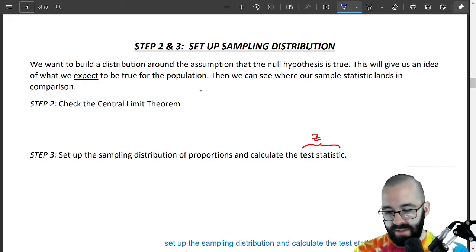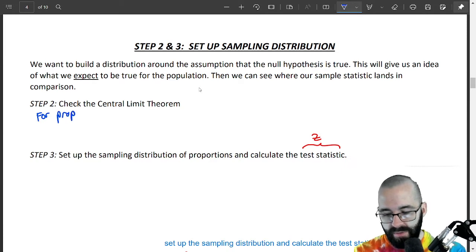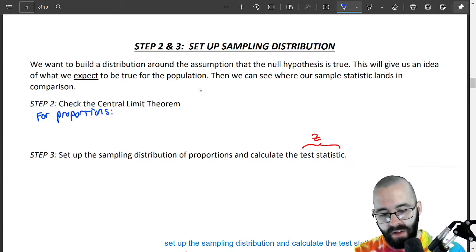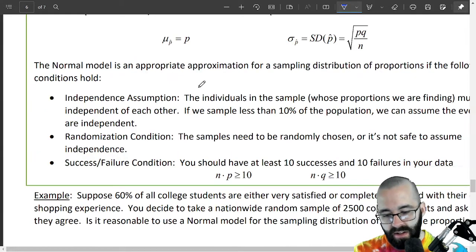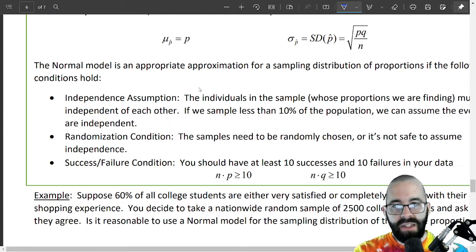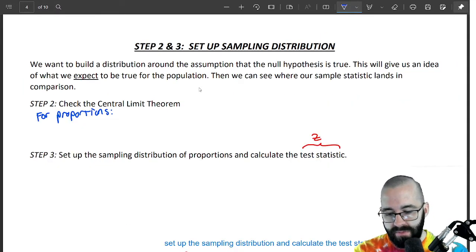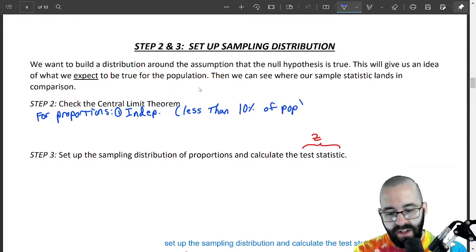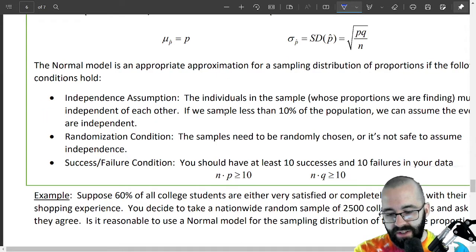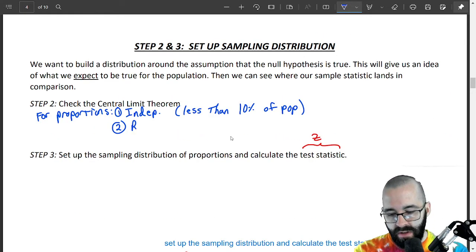So for proportions, what are the 3? And again, there's another one for means. For proportions, we need independence. And independence a lot of times means sample less than 10% of the population. So independence, less than 10% of population will give it to us. It's not the only way to get independence, but it's one way. The second thing we have to test is randomization. Samples are randomly chosen.